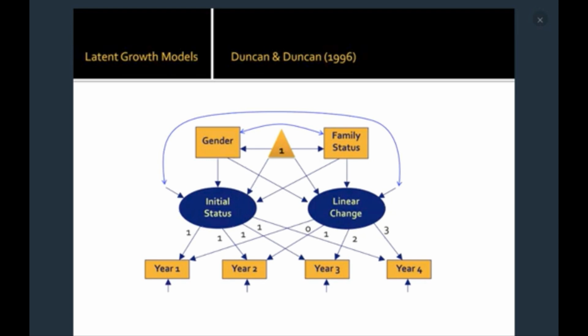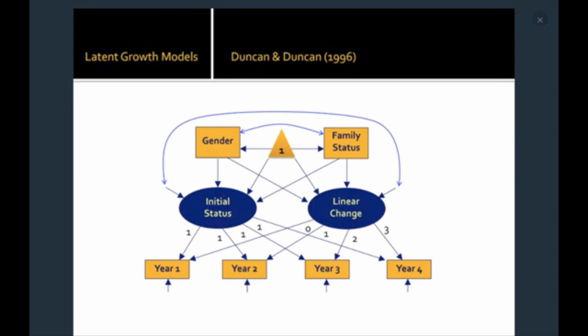So there's a little bit of depth to it, right? We're hypothesizing more than just, hey, males drink more alcohol. It's, well, they might drink more alcohol at year 1, but they also might change more quickly over time. Same thing with the family status variable. The remaining arrows there at the top in the lighter blue are the correlation between gender and family status. So I don't know if there's a real hypothesis that might support that, but that would be like female adolescents are less likely to come from a single-parent household, something like that.